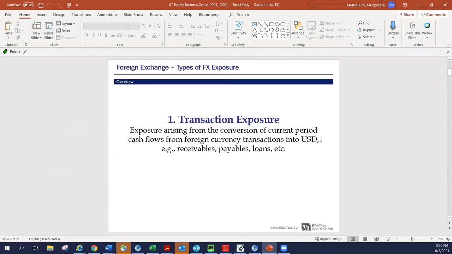Now, 6 months down the road, when they have to make a payment for that equipment, the exchange rate might look quite different. So if euro strengthens and the exchange rate moves to $1.25, this equipment is now not costing 1,100,000. It's costing 1,250,000. So this is what we would consider transaction exposure.